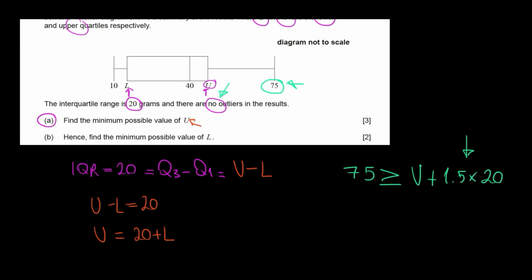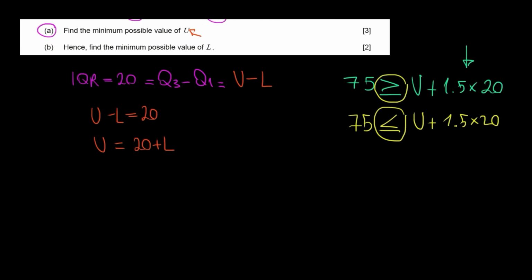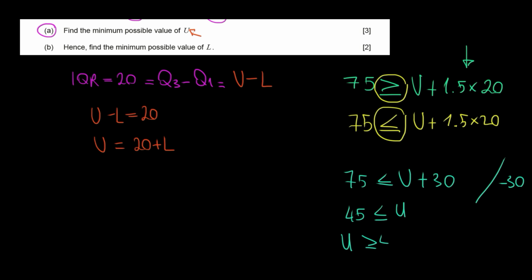However, what does the question say? It says there are no outliers. So because there are no outliers, 75 must be less than or equal to U plus 1.5 times 20. If we have no outliers, literally the threshold now is not satisfied, so the sign gets reversed. I hope you're making sense of this. And then we keep solving. So we have the following: 75 must be less than or equal to U plus 1.5 times 20, which is 30. Subtract 30 from each side, we will have 45 less than or equal to U. Or in other words, U is greater than or equal to 45.